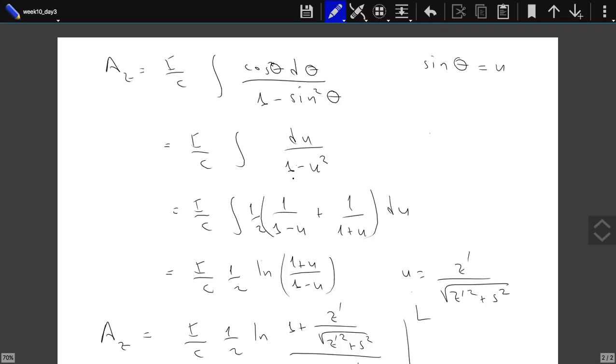Well, this integral is now trivial to evaluate. They are just the logarithms. The first one is minus the logarithm of 1 minus u. The second one is plus the logarithm of 1 plus u. So I just wrote them as the logarithm of 1 plus u over 1 minus u.